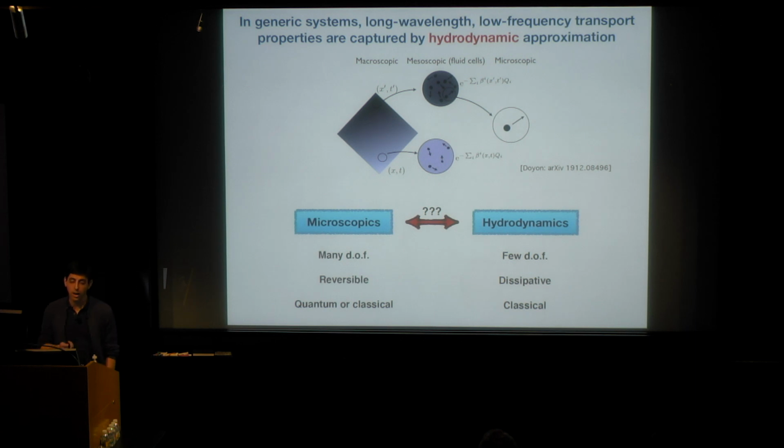This is a very nice theory as an effective description, but there is a big question here, which is how to connect this effective description to the actual microscopic dynamics that goes on. At first sight, these are very different. Microscopically, you have lots of degrees of freedom. There's some reversible dynamics, which might be quantum mechanical. On the other hand, the hydrodynamic description is very different. You only keep track of very few degrees of freedom, and you have some dissipative description, which is effectively classical, even if your underlying system is quantum. So the question is how to connect these in practice.